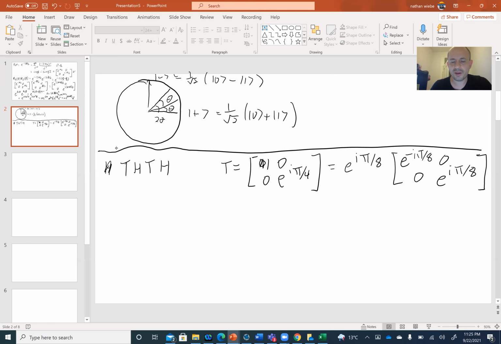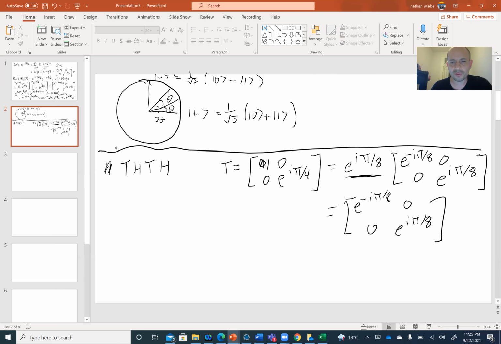This gate over here ends up being equivalent to this, [e to the negative i pi by 8, 0; 0, e to the i pi by 8], because as I mentioned last time, this is an overall constant factor multiplied by the unitary. And constant factors of unit length do not change any quantum operation. So this we can safely drop without loss of generality. It does not affect anything. So we drop that factor, and then what we have is this particular transformation.